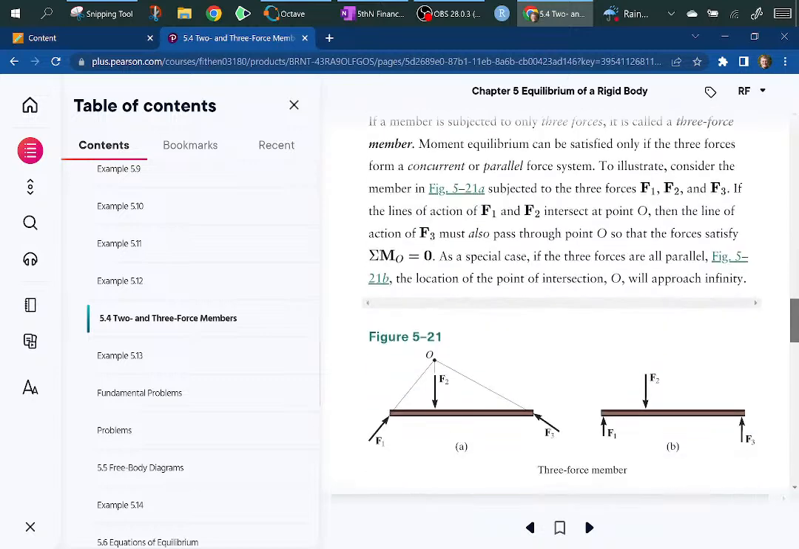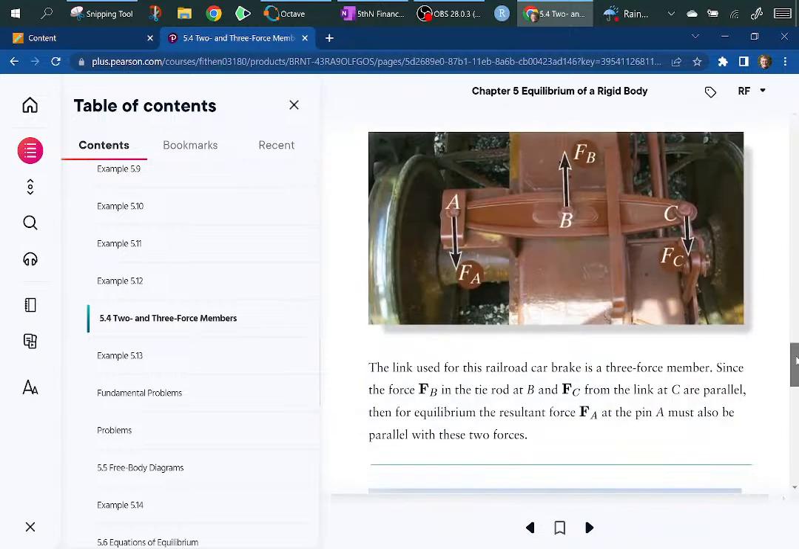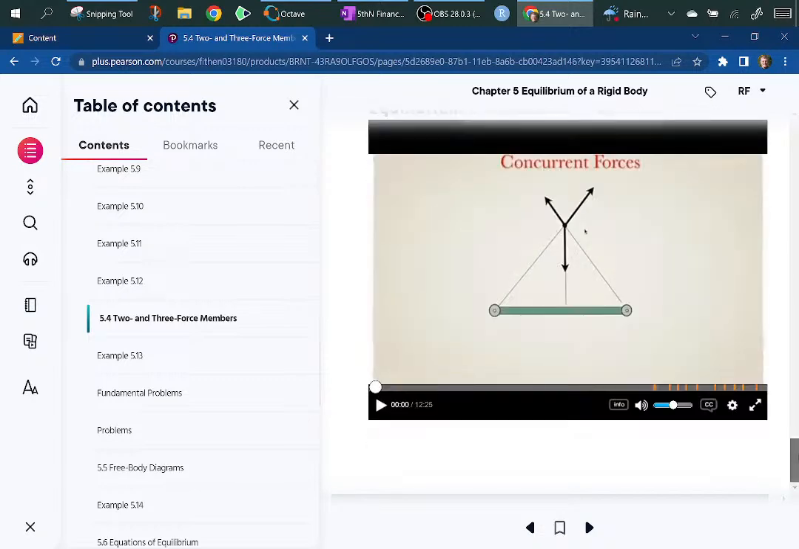3 force members are something like this, where there is a common point somewhere, which you can sum a moment about. And so let's just go in and find problems. I'm going to go get a drink here real quick.